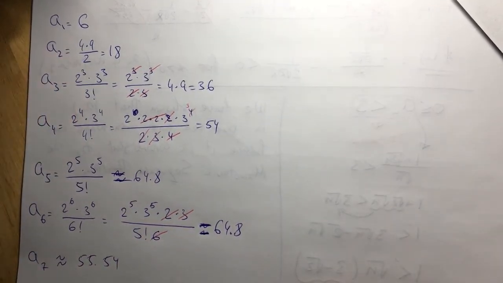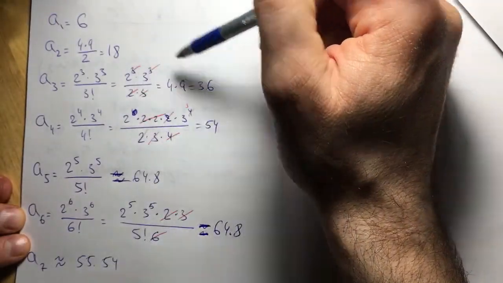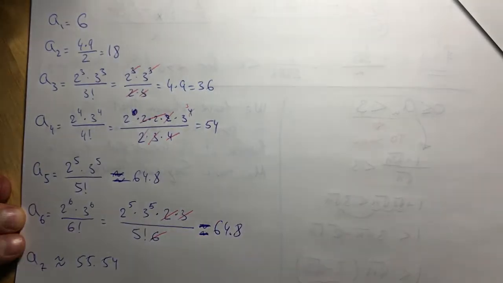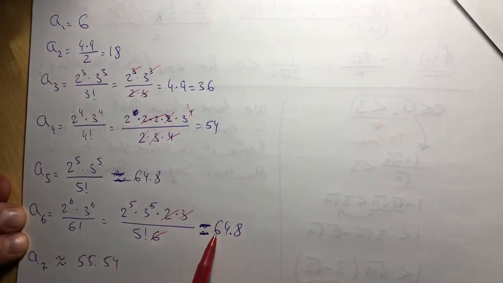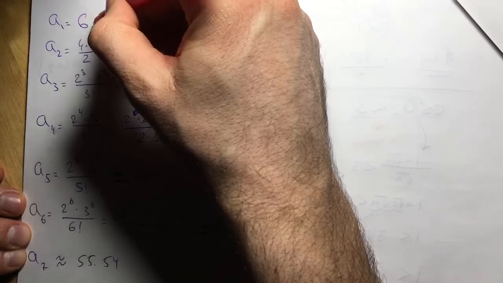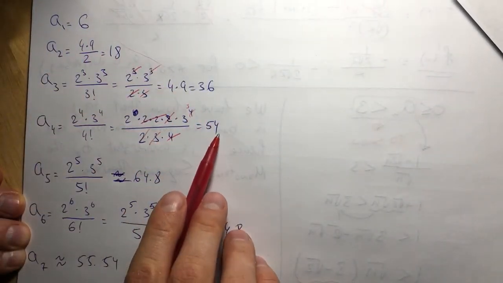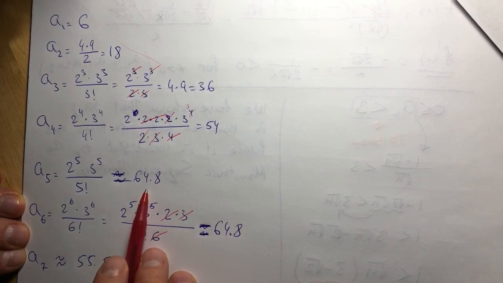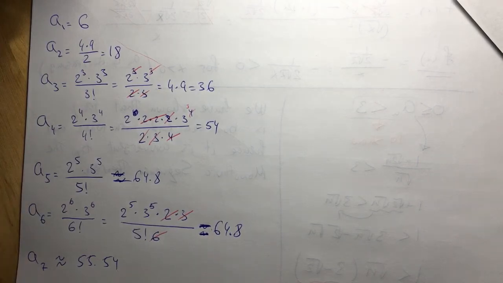So obviously, getting some kind of feeling from the first few terms can be extremely wrong, because I needed to evaluate 6 terms to check that something fishy is going on, because the sequence obviously was increasing. a1 is 6, 18, 36, 54, 64, and then it was the 64 term again, and then the sequence starts decreasing.